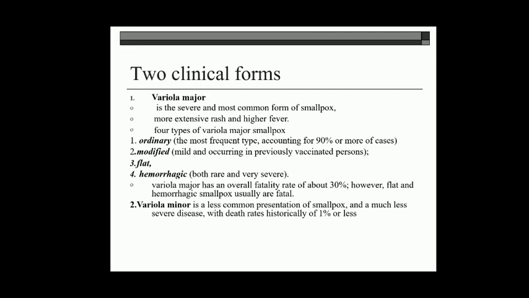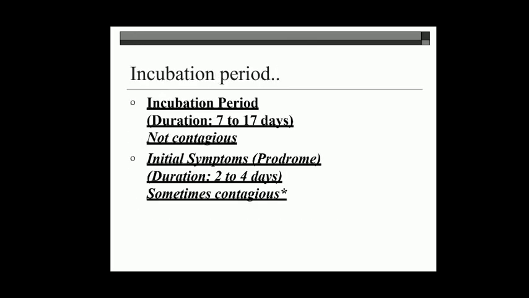Second one is variola minor. It is a less common presentation of smallpox, and it is much less severe. The death rate is less than 1% compared to variola major. The persons who are infected with variola major have a fatality rate of about 30%, and if it is variola minor, it is less than 1%.